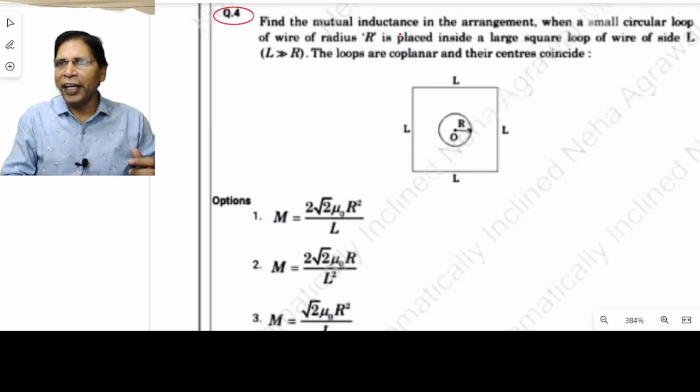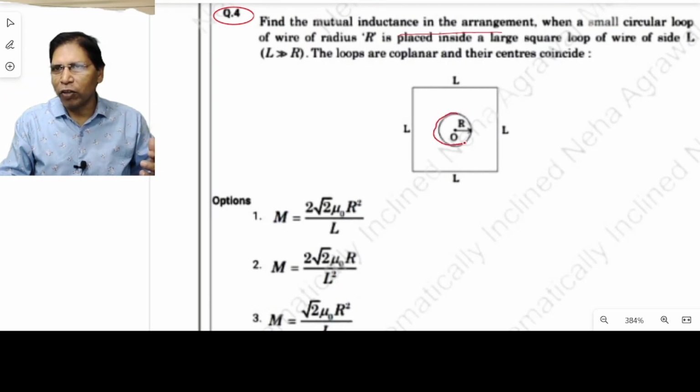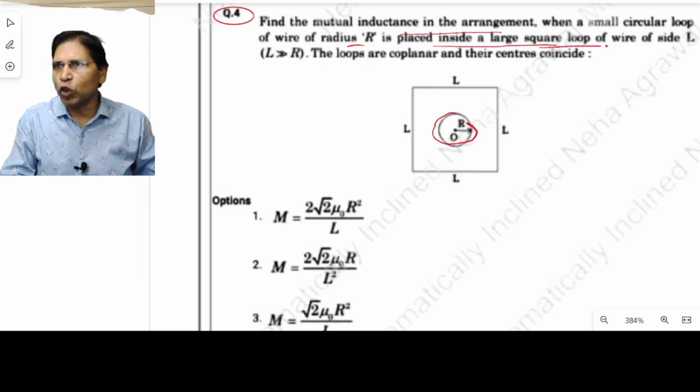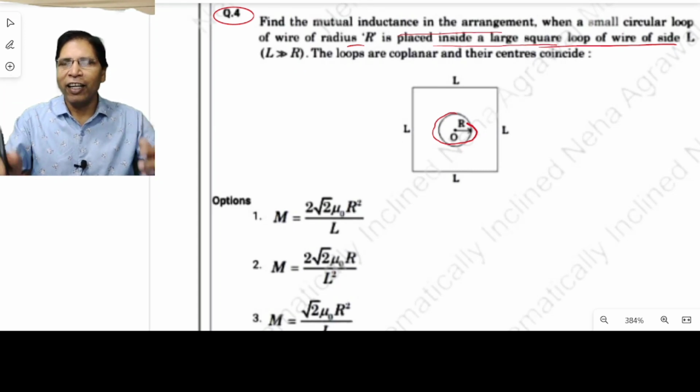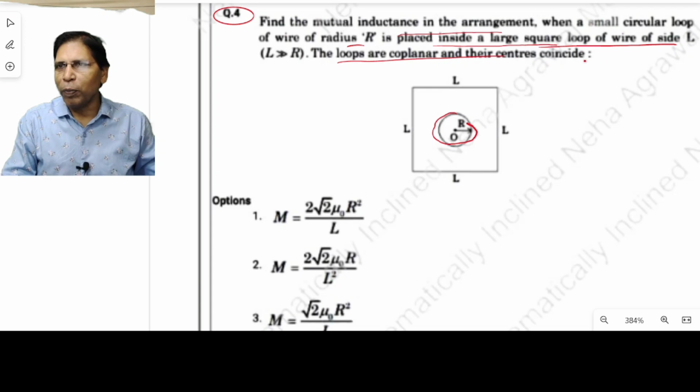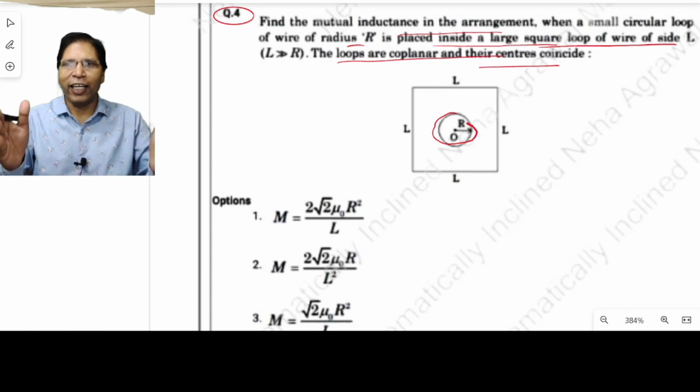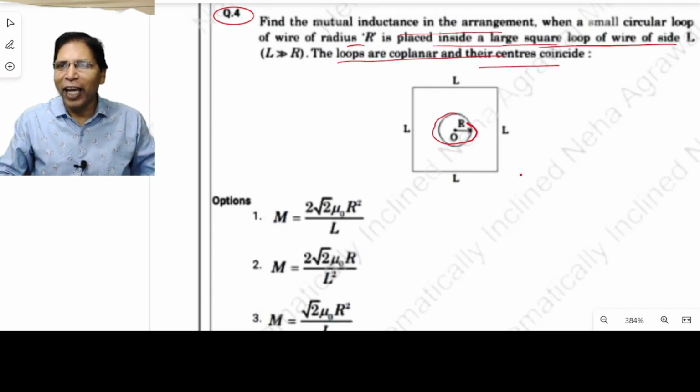Find the mutual inductance in the arrangement when a small circular coil of radius r is placed inside a large square loop of side L, where L is greater than r. The loops are coplanar and their centers coincide. Now, first of all, we have to calculate the magnetic field at the center of the square.